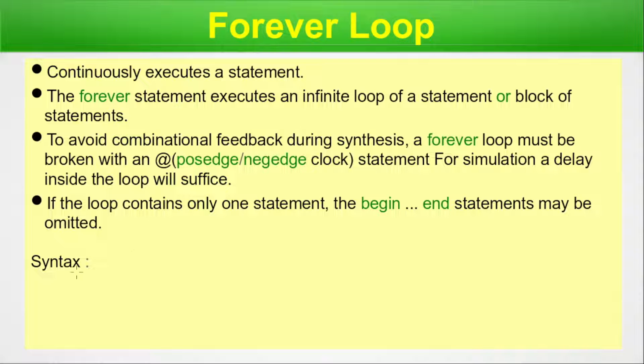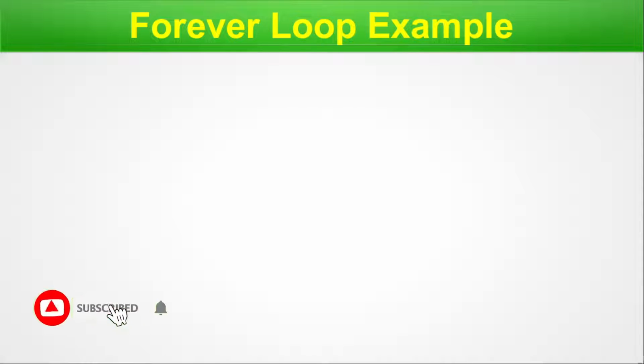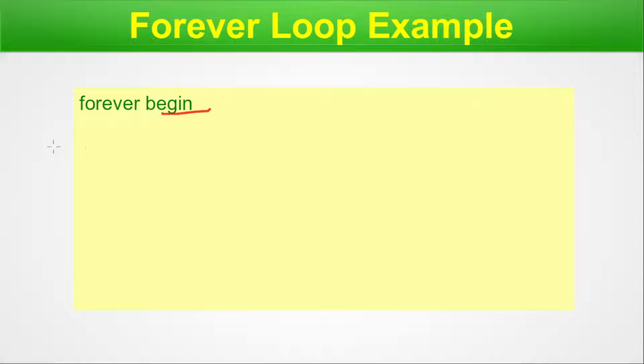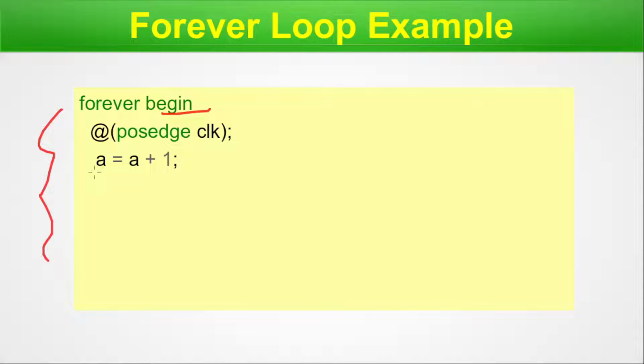Here the syntax of the forever loop is forever, begin, then we have statements and we have end. This is the way the forever loop works. Now we are done with the definition and the syntax here. So let's move on to the next slide for an example. Forever loop example. We have forever begin. We have begin since we have multiple statements coming here, and then we have @ posedge of clock. So this happens only at the posedge of clock, and then we have the statement a equal to a plus 1. And we have end. So this end corresponds to this begin.